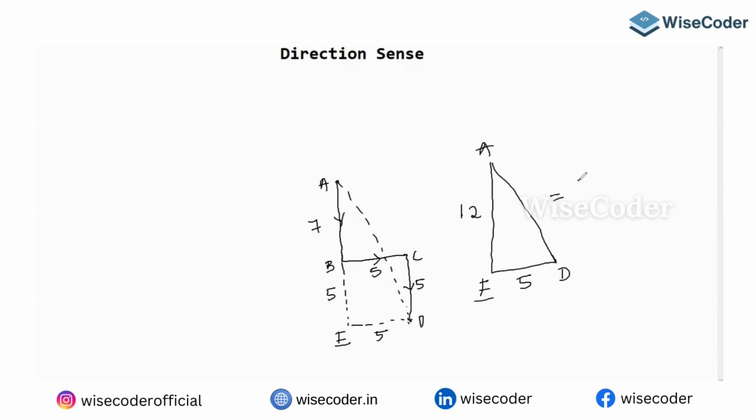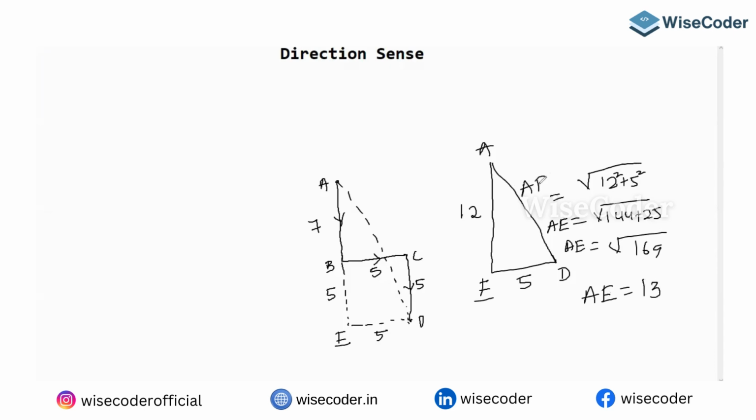So this will become the square root of 12 square plus 5 square. We have already solved many on the same note. So 144 plus 25 is 169. So I want AE. AE is 13. So the answer for this question is 13 kilometers.